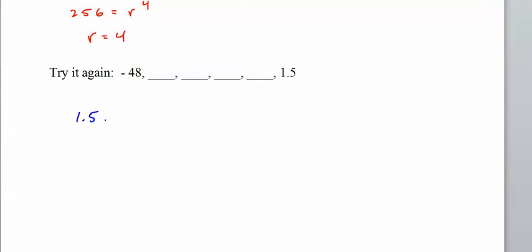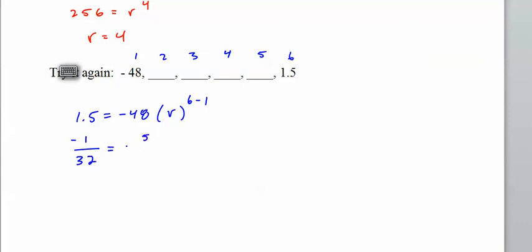1.5 equals negative 48 times r, with terms 1, 2, 3, 4, 5, 6, to the 6 minus 1. I get negative 1/32 equals r to the 5th. Take the 5th root of both sides. I get r equals negative 1/2.